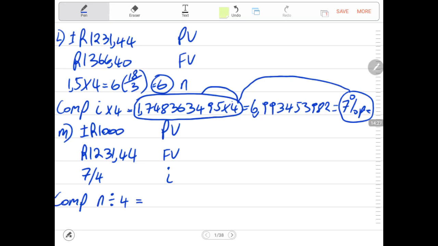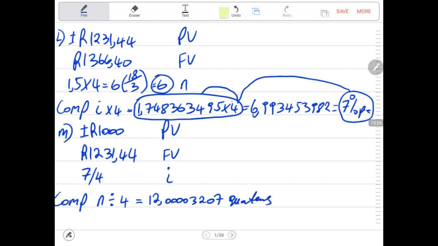Very important, this question to highlight. Plus minus 1,000 is our present value. 1,231.44 is our future value. 7 divided by 4 is our I. And remember, this will give us 1.75. Therefore, that I is per quarter. And the answer that we'll be getting, compute N, will be 12.0000, I can say this is just 12. Quarters.